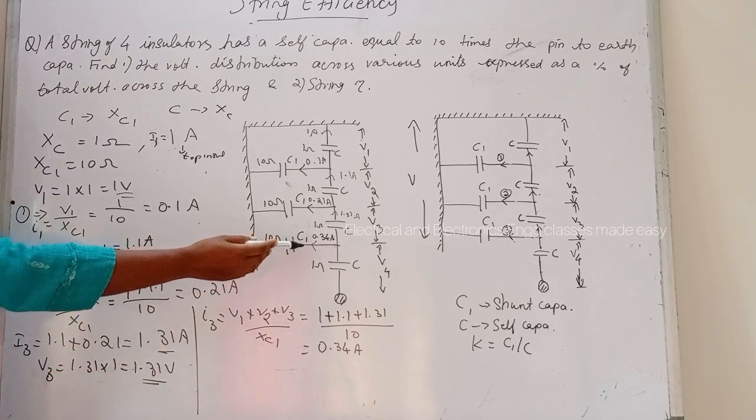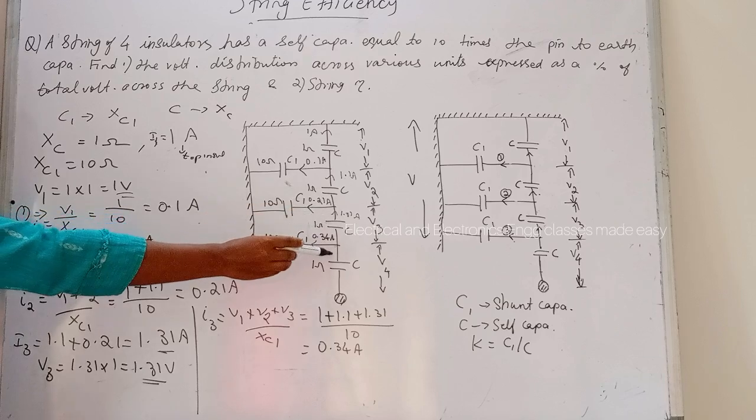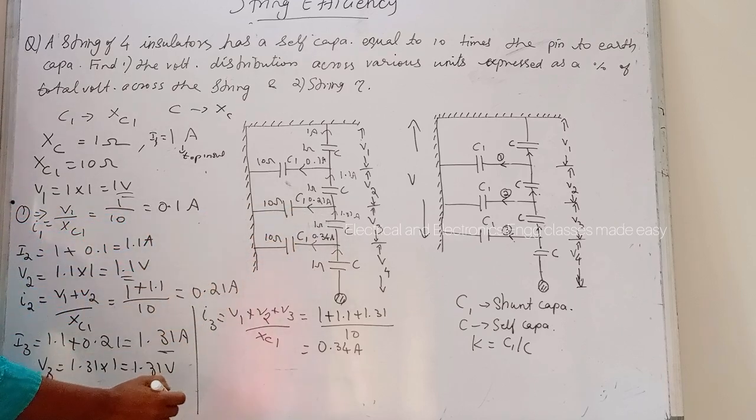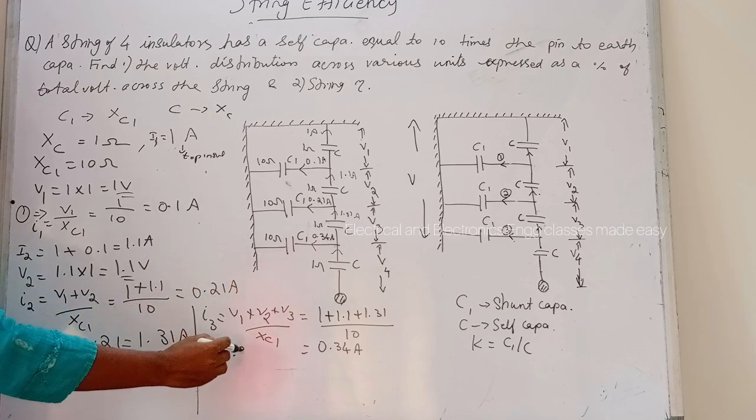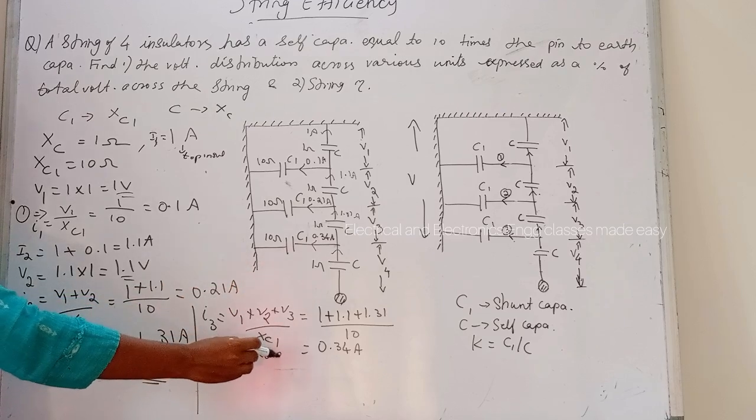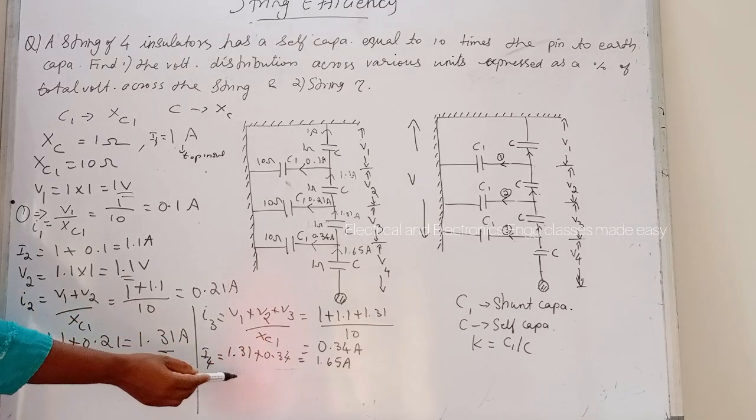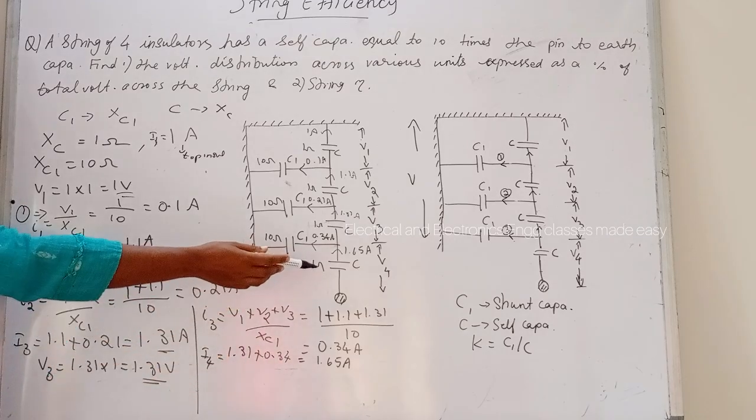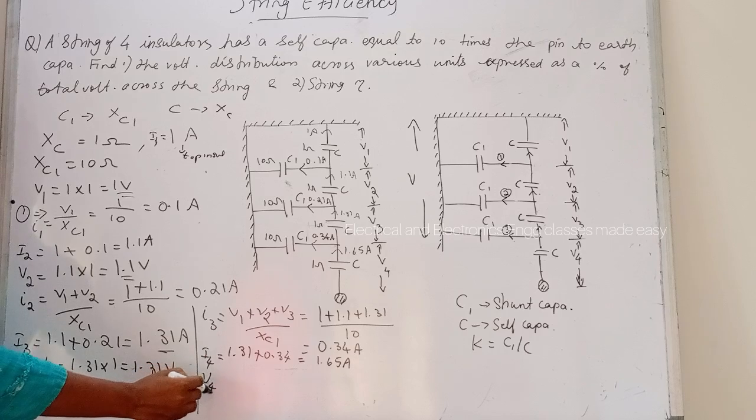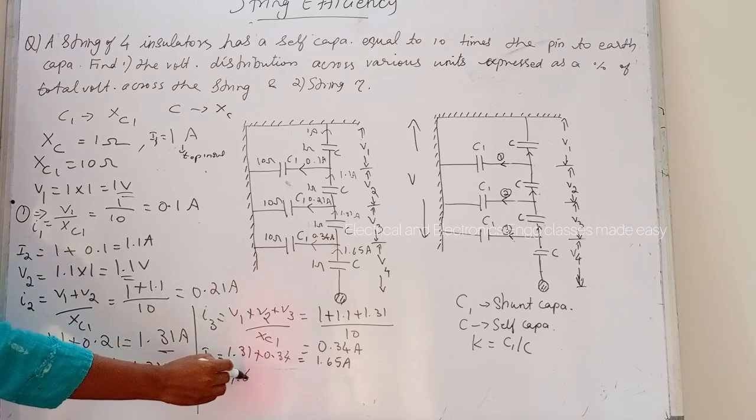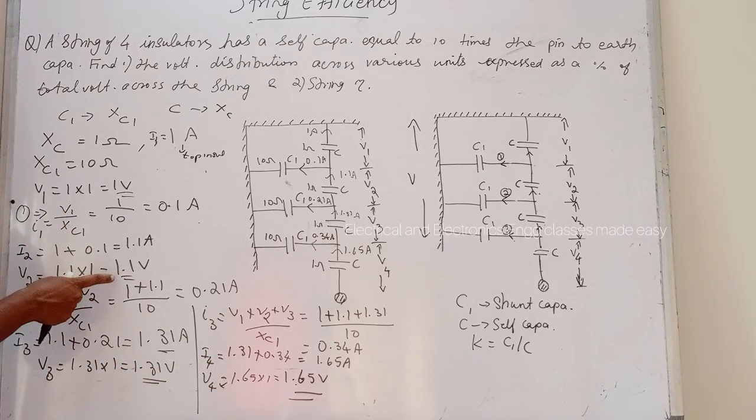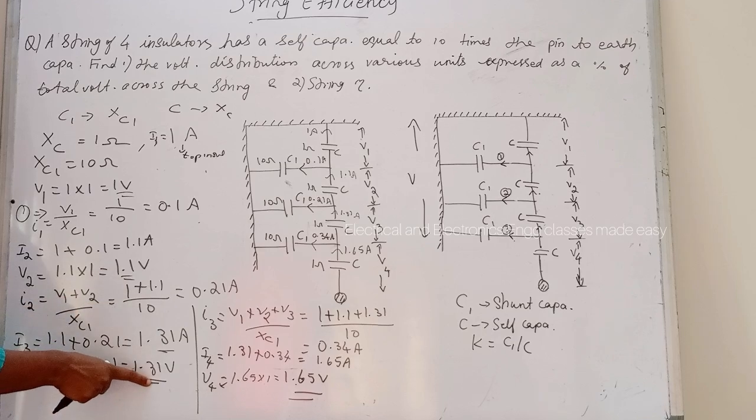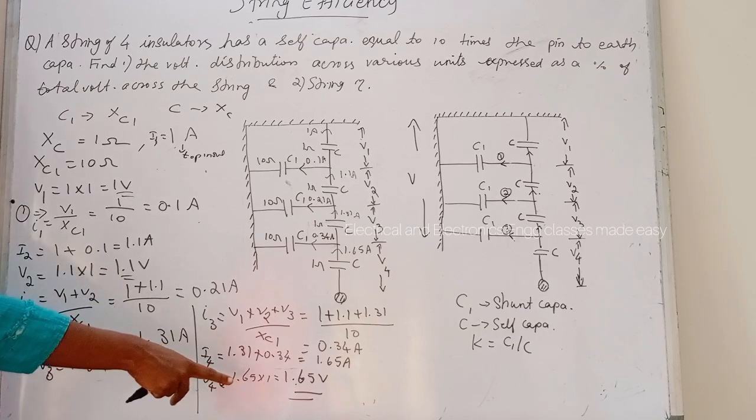So now this is 0.34 and this is 1.31. Now we can find the value of this current. So what is that current? Let it be I4. I4 is equal to 1.31 plus 0.34, and that is equal to 1.65 ampere. So what will be V4? V4 is equal to 1.65 into 1, and that is equal to 1.65 volt. So V1 is equal to 1 volt, V2 is equal to 1.1 volt, then V3 1.31 volt, V4 1.65 volt.